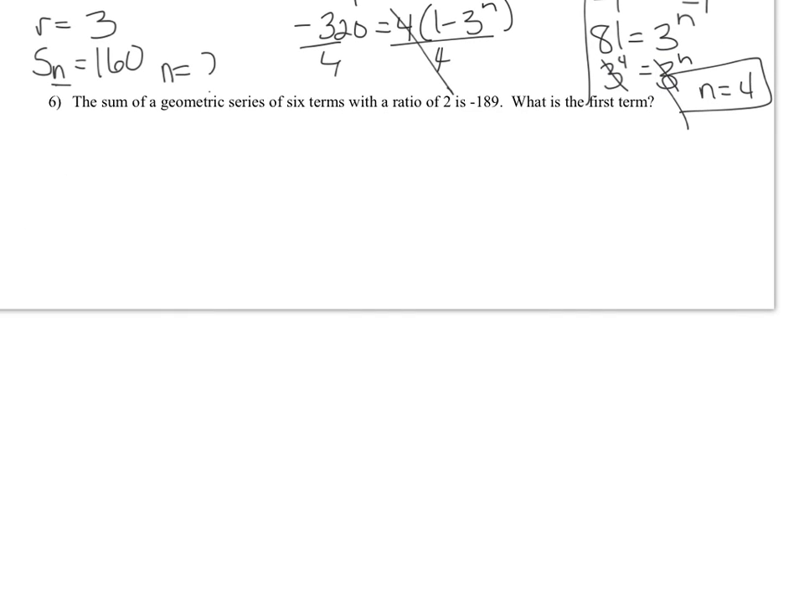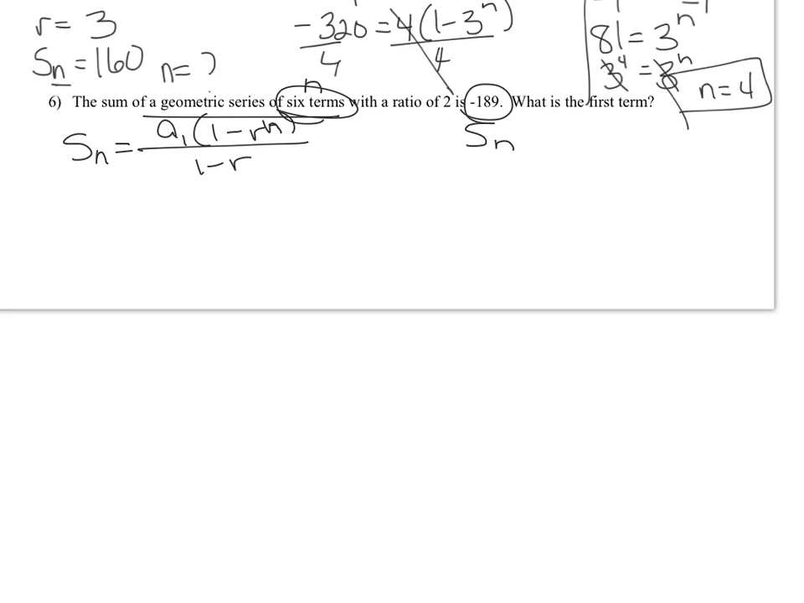Finally, the sum of a geometric series of 6 terms with a ratio of 2 is negative 189. What's the first term? Again, they're giving you different pieces, and you just need to find the one that's missing. This time it's not an exponent, it's the first term. You should have this formula memorized by now. There are 6 terms, that's your n, negative 189 is my S of 6, and 2 is my r. So I just plug this stuff in.